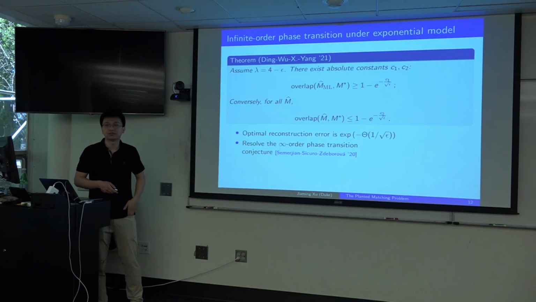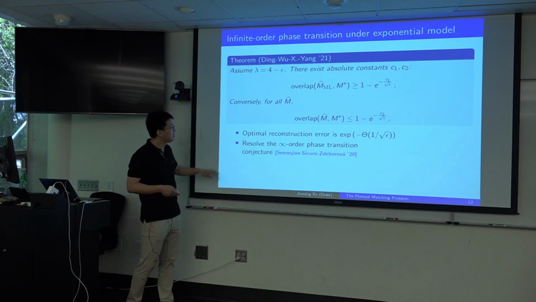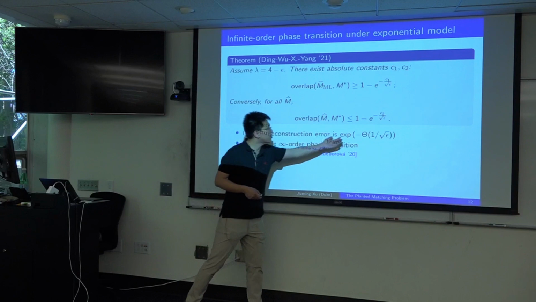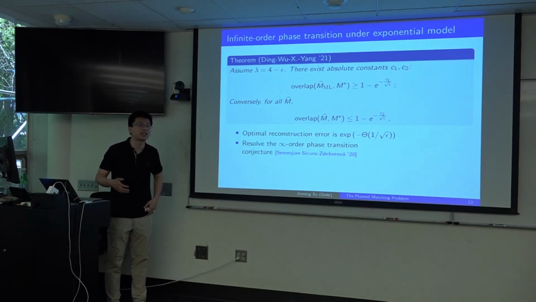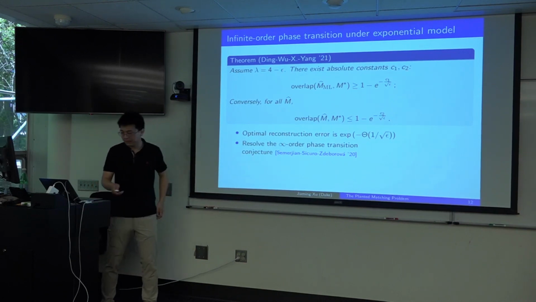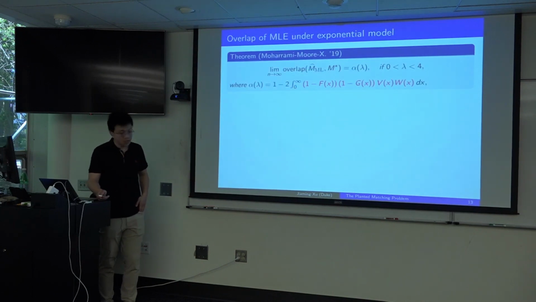So roughly the optimal reconstruction error, 1 minus overlap, is exponential of minus some constant divided by square root of epsilon. Why this is interesting is that, from the physics perspective, this is called an infinite order phase transition, because this reconstruction error as a function of epsilon is infinitely smooth. So you can take any finite derivative, basically. That's why it's called the infinite order phase transition. This is actually very rare in these planted problems. But before, I'm going to show you a little bit more about these different phase transition orders.